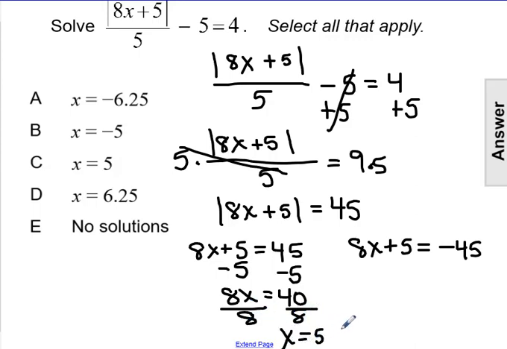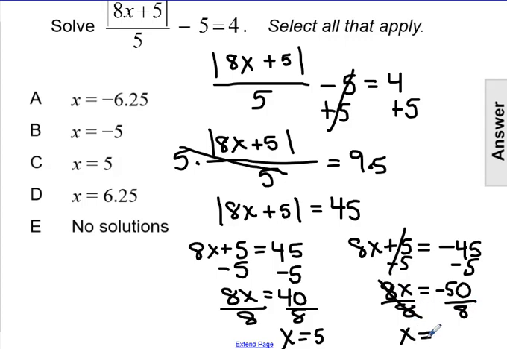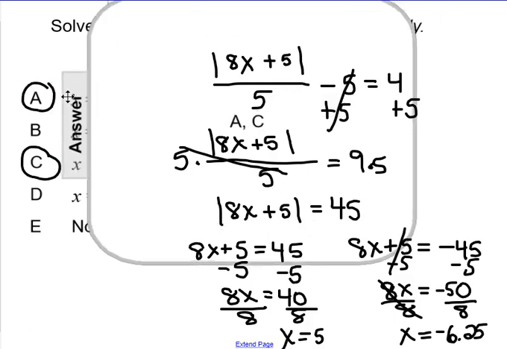We then will subtract 5 and divide by 8 in the second equation, which gives us our second solution of negative 6.25. So we have solutions of x equals 5 and x equals negative 6.25, making our answers choices A and C.